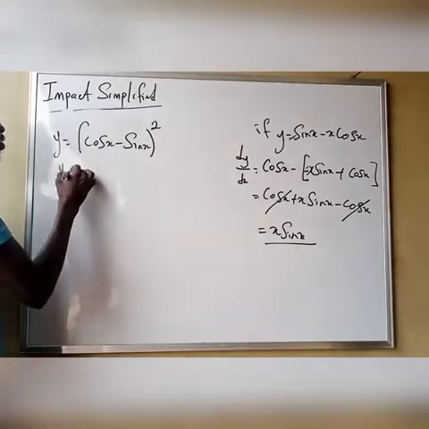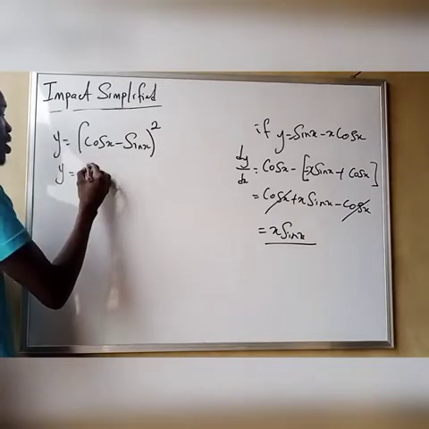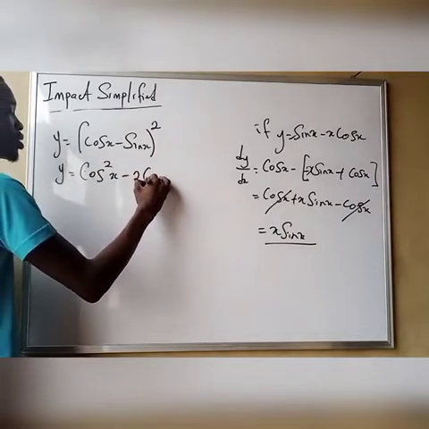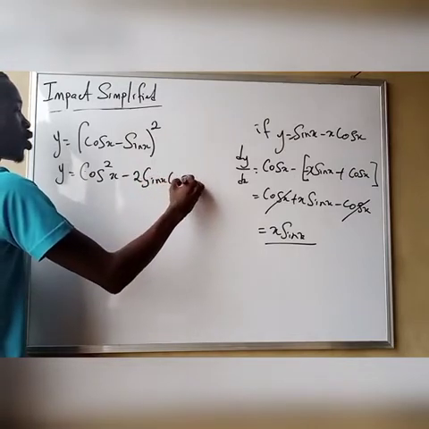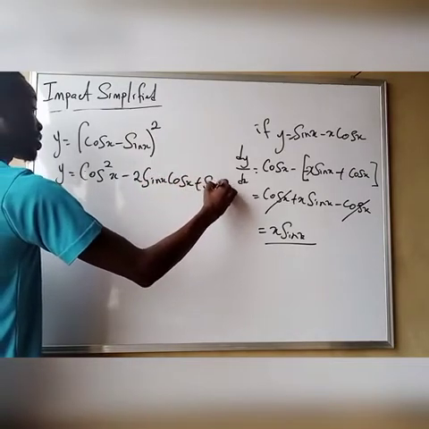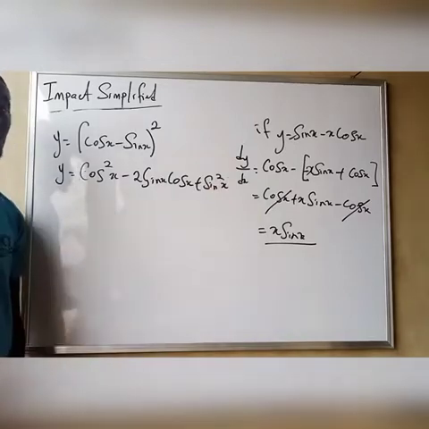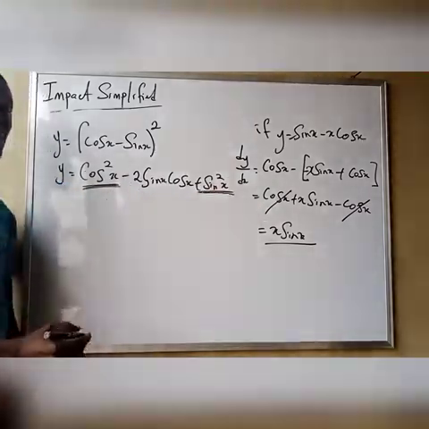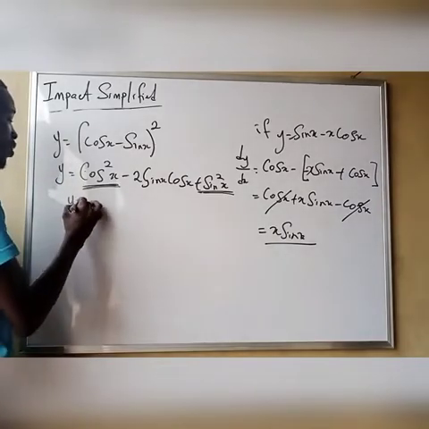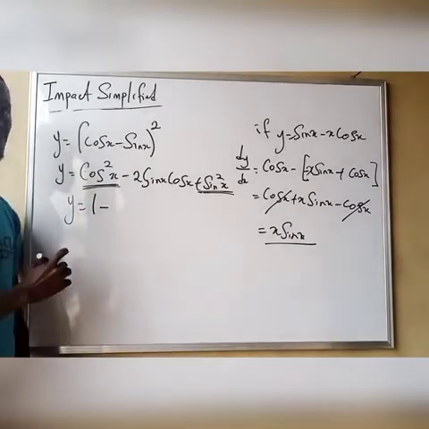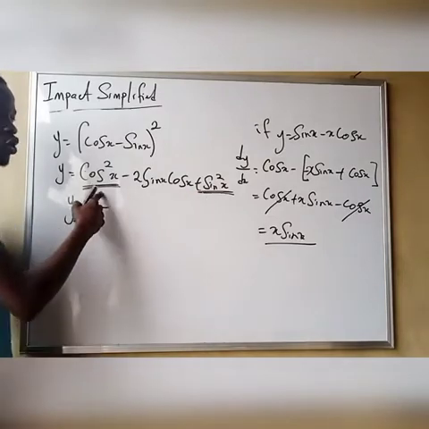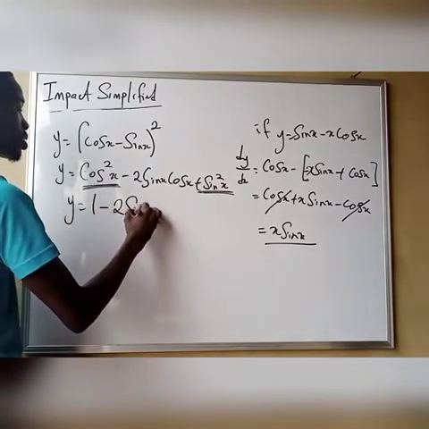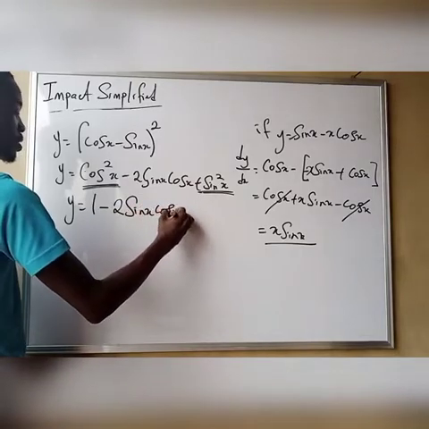So the first thing you have to do is to expand. And if you expand this, that will give us what? cos squared x minus 2 sine x cos x plus sine squared x. That's the first thing. And also we need to know that anytime you are adding cos squared x and sine squared x, that will give us what? That will give us 1. Do we get that? Sine squared x plus cos squared x is 1 under the trigonometric function. And that will give us 1 minus 2 sine x cos x.